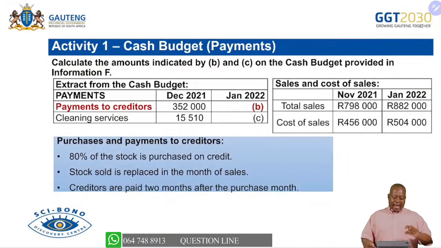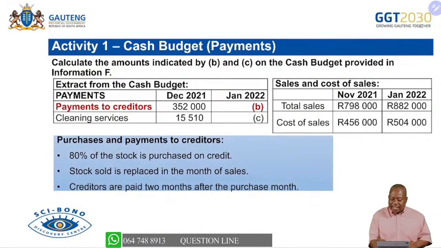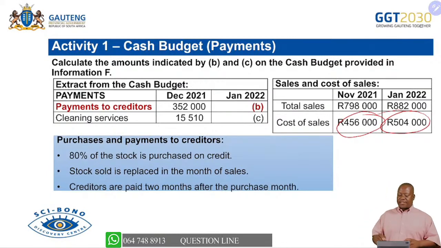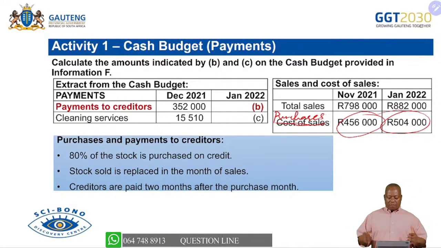They're saying 80% of the stock is purchased on credit. So it means when we want to find credit purchases, we are just looking at 80% of these figures. That's how we are going to find our credit purchases. 80% of the cost of sales, because our cost of sales is our purchases. I can simply even replace my cost of sales and simply write purchases. When dealing with this topic, remember, cost of sales is equal to purchases.